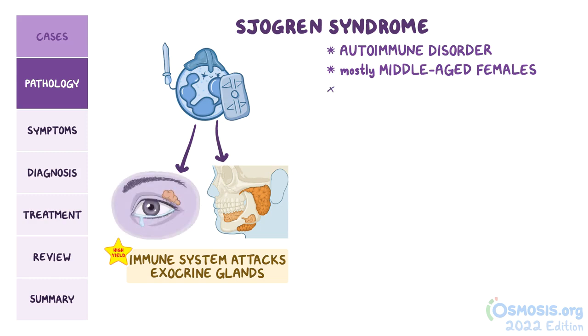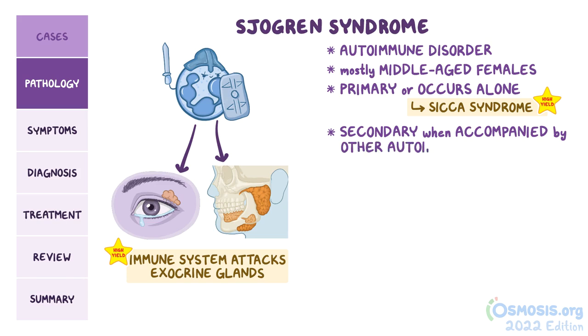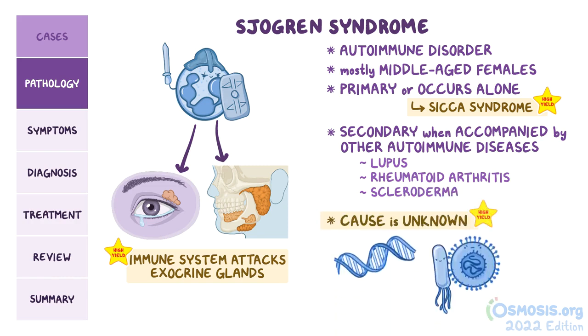If Sjogren syndrome is primary or occurs alone, it's called Sicca syndrome. Alternatively, it can be secondary when it is accompanied by other autoimmune diseases like lupus, rheumatoid arthritis, and scleroderma. Now, the exact cause of Sjogren syndrome is unknown, but both genetic and environmental factors are involved.